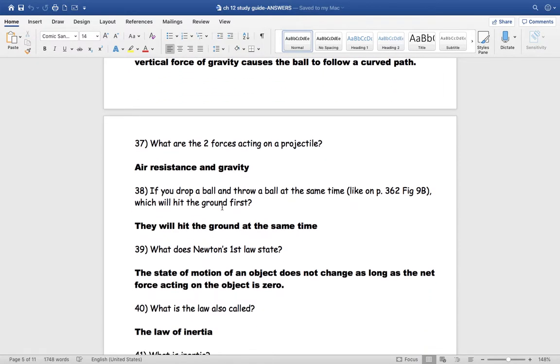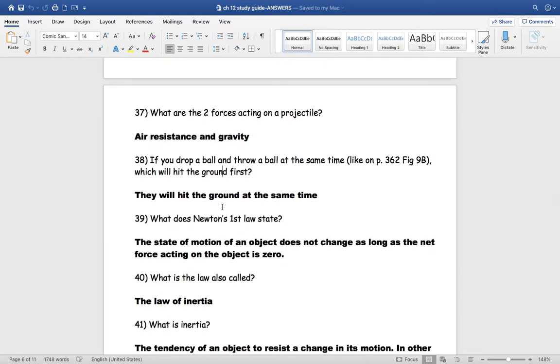38. If you drop a ball and throw a ball at the same time, like on page 362, which will hit the ground first? They will hit the ground at the same time. I'm not talking about somebody throwing a baseball and dropping one right then. I'm talking about the picture, where someone threw and dropped at the same time. Look at the picture. All of them will hit the ground at the same time. Just like if you drop a baseball and a tennis ball, they're going to hit the ground at the same time. 39. What does Newton's first law state?